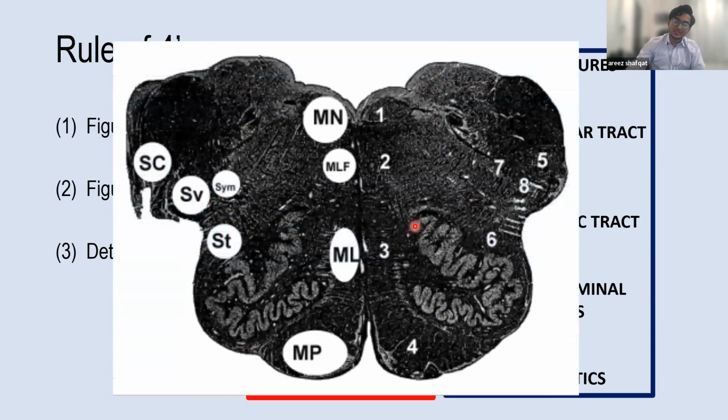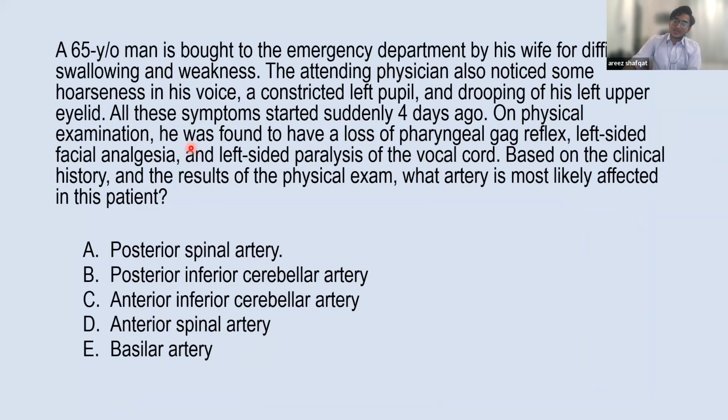All right, so this is another example for you, the rule of four applied here. This is the motor path with the corticospinal tract, medial lemniscus, medial longitudinal fasciculus, and the motor nuclei, which are 3, 4, 6, and 12. A lesion in any one of them, if you see them in a question stem, it's a midline lesion. If you see loss of pain and temperature, loss of facial sensation, or Horner syndrome, for example, the lesion is lateral. Okay. Now this is a question here.